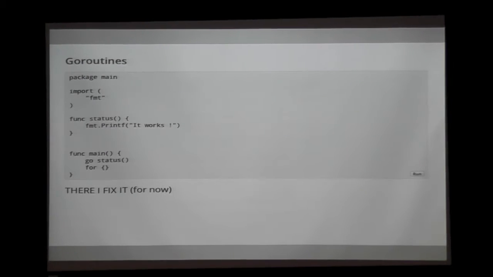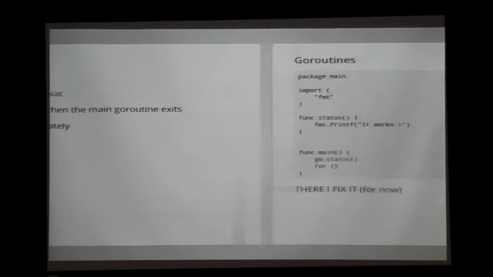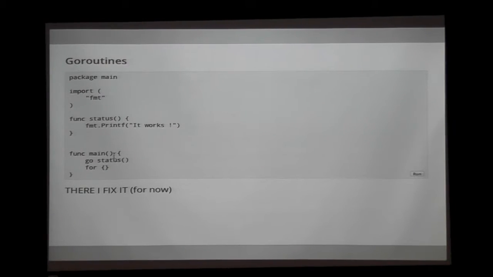So what happened here? What happened is that all the goroutines are terminated when the main goroutine exits, and the go statement is released immediately. The function gets invoked, but it returns immediately. So previously it would launch the status goroutine but not execute it. The main goroutine still had the command, and it terminated the entire stack.